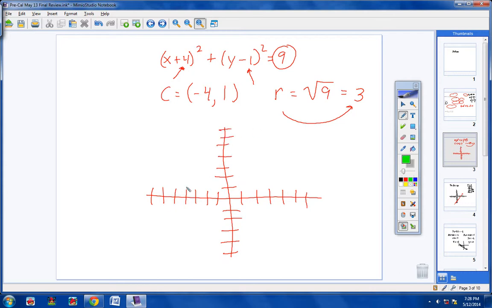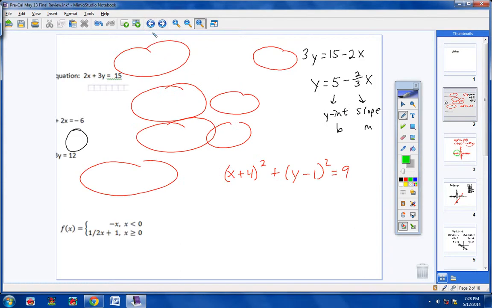Okay, the center of the circle, -4, +1. There's the center of the circle. And then if the radius is 3, go over 3, 1, 2, 3, put a point there. Go up 3, 1, 2, 3, put a point there. Go over 3, 1, 2, 3, put a point here. And then go down 3, 1, 2, 3, and put a point there. And then you'll have a decent, not perfect, but a decent sketch of the circle that is represented by this circle equation. Okay? All right, moving on.